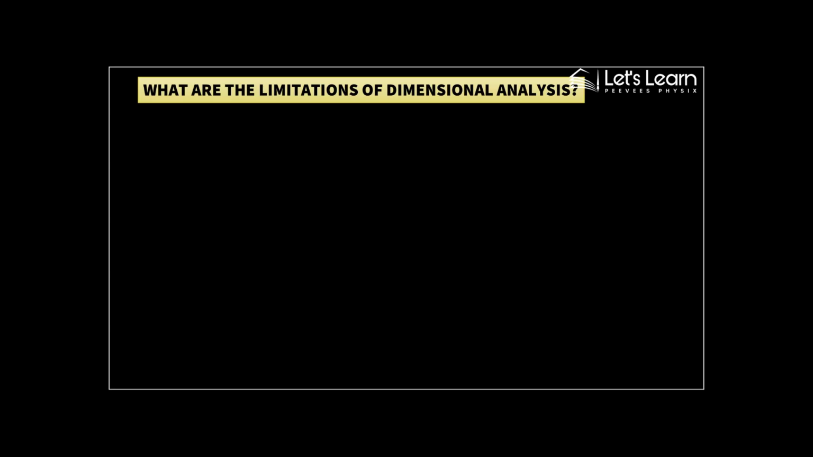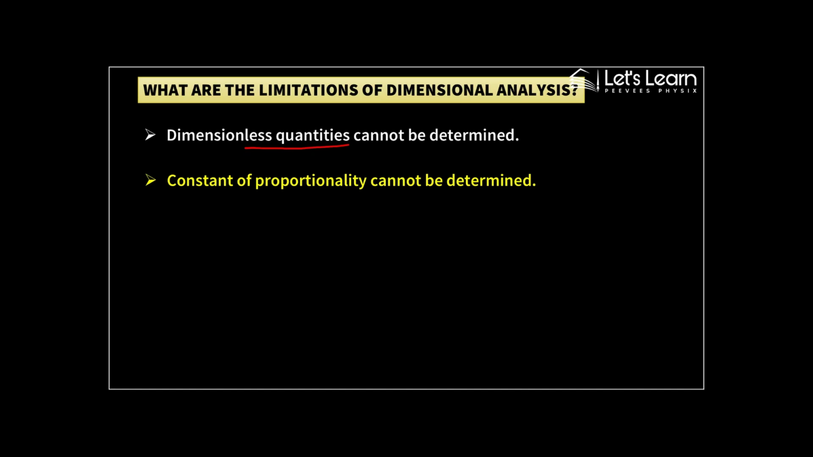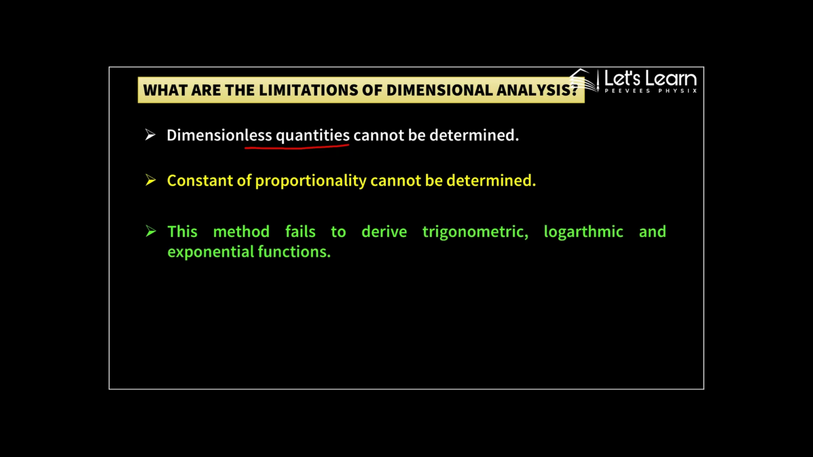We move on to the main limitations of dimensional analysis. Dimensional analysis has certain limitations. The main limitation is we cannot find dimensionless quantities because it uses dimensional formulas. The constant of proportionality cannot be determined. Then this method fails to derive trigonometric functions, logarithmic functions, and exponential functions, all mathematical functions. Trigonometric functions, I can say, like sine of something. A logarithmic function means like log of something. An exponential function means exponent of something. All this fails, which you will learn in maths in detail.